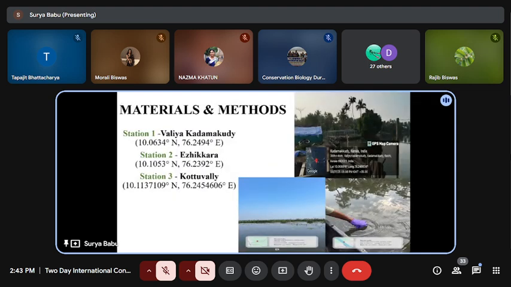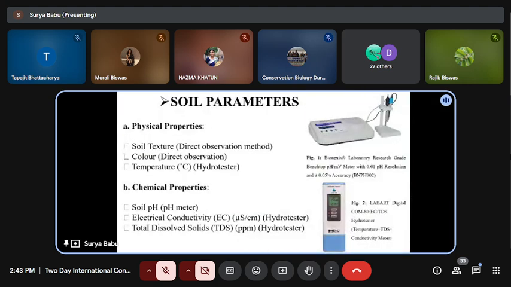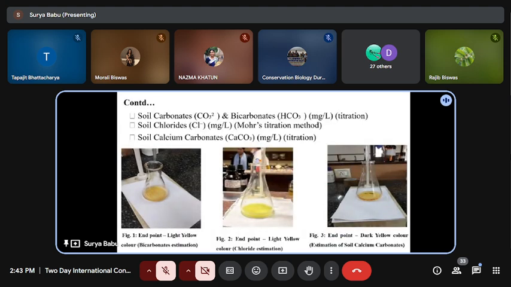Coming to the materials and methods, 3 study areas were selected. From the slide, you can see that the first one is Valiyakadamakudi, the second one is Erikara, and the third one is Kotuvali. These three are Pokali wetlands. They are protected under the Ramsar Convention. Coming to the methodology, the physical, chemical, and biological parameters of soil were analyzed. The physical properties analyzed include the soil texture, color, and temperature. The chemical properties include the soil pH, electrical conductivity, and TDS, soil carbonates, bicarbonates, chlorides, and calcium carbonates. Titration methods were used to analyze these parameters.